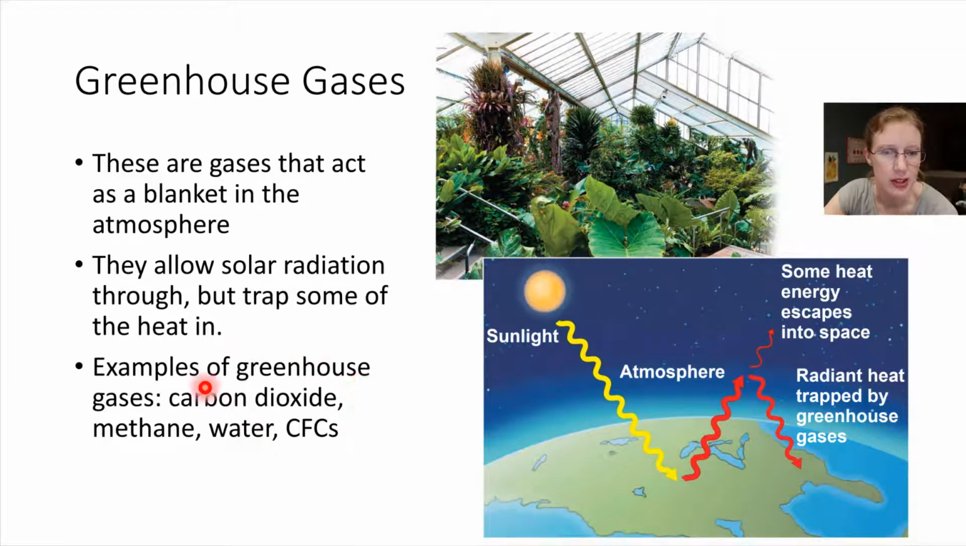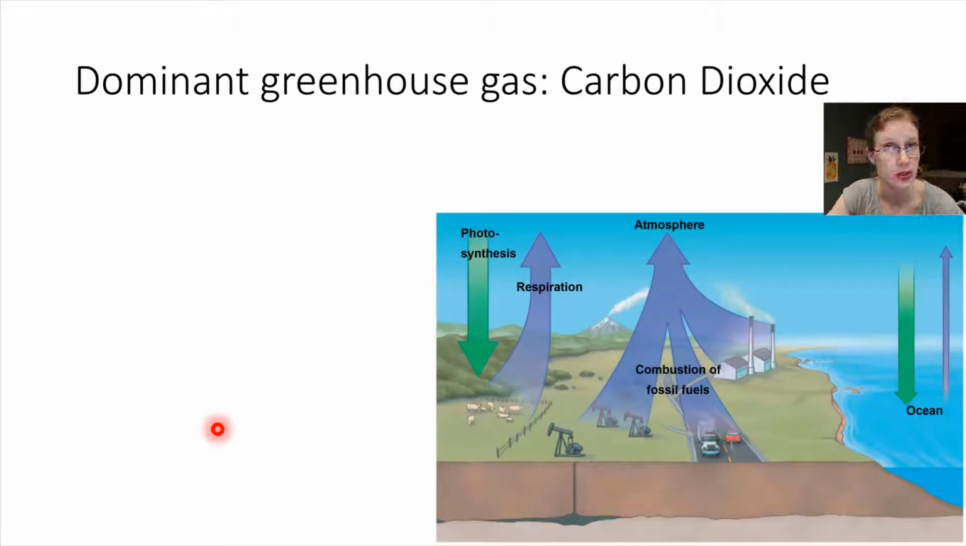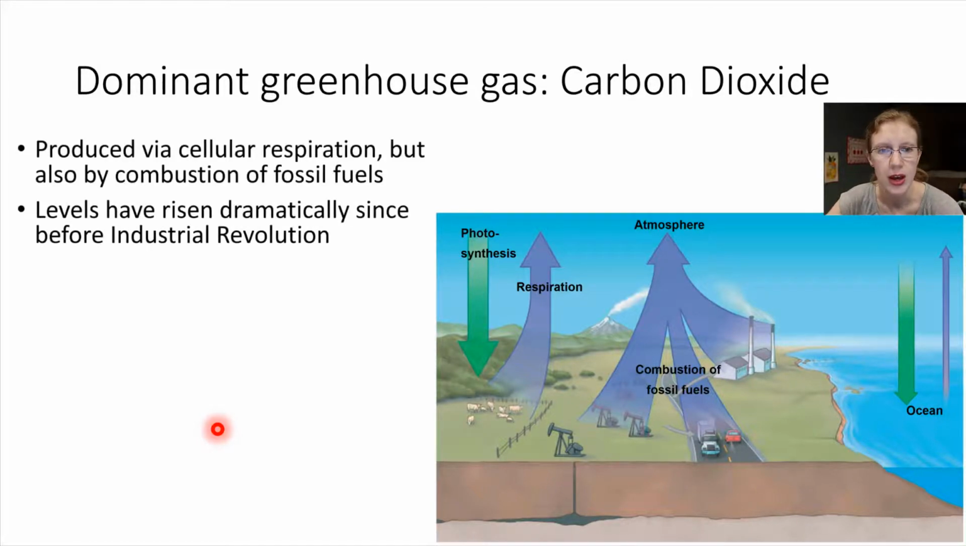Okay, so carbon dioxide is the one that we're going to be focused in on, and carbon dioxide comes from a couple of different sources. So we have seen carbon dioxide quite a bit in this class in the context of cellular respiration, right? Every time a cell breaks down a molecule of glucose, it produces carbon dioxide as a waste product. So this is something that is produced naturally, very naturally, in fact, by every living thing. However, it is also produced by combusting fossil fuels.